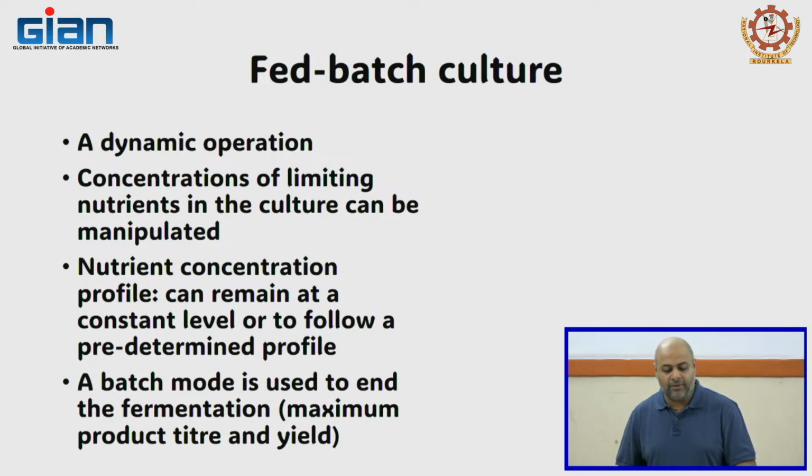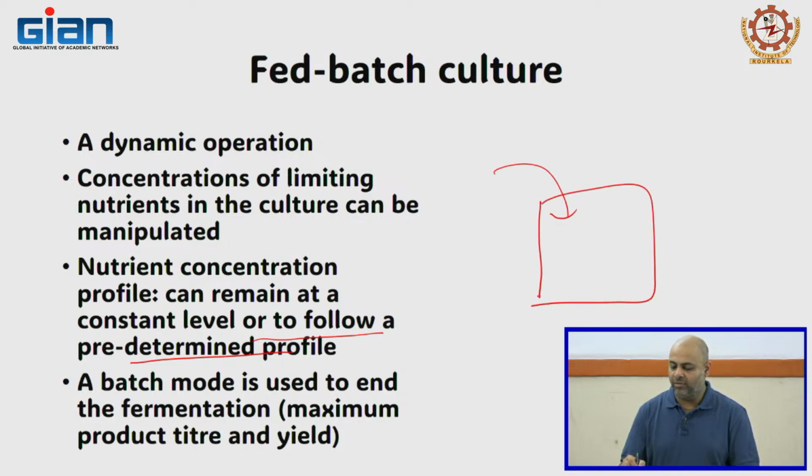The culture volume increases continuously because you keep on adding the nutrients, right. So, the culture volume is increasing, you are not exiting out anything, you keep on adding. So, a fed batch culture is a dynamic operation. The concentration of the limiting nutrients in the culture can be manipulated, and the nutrient concentration profile can remain at a constant level or follow a predetermined profile. So, either you keep it constant.